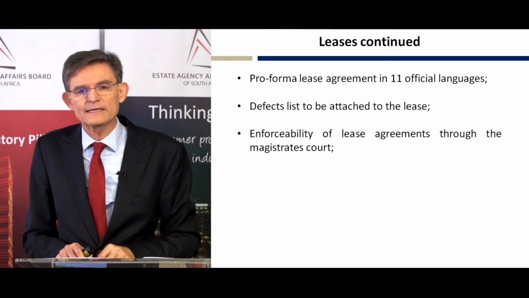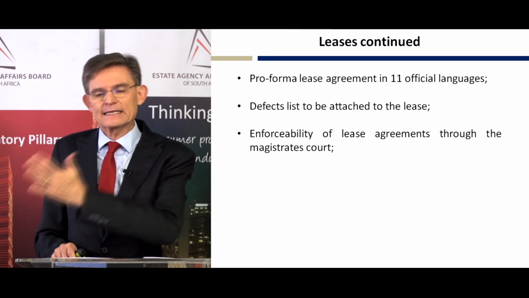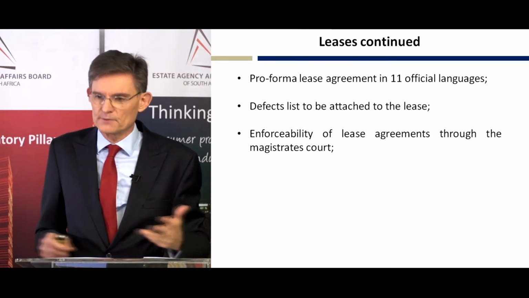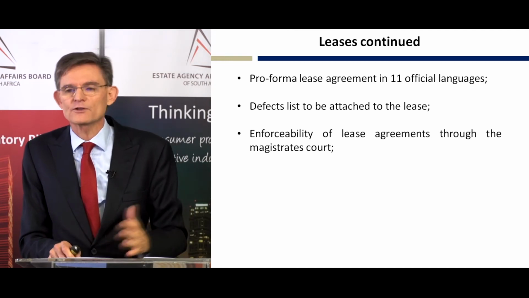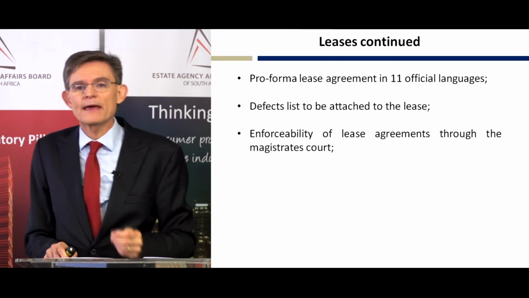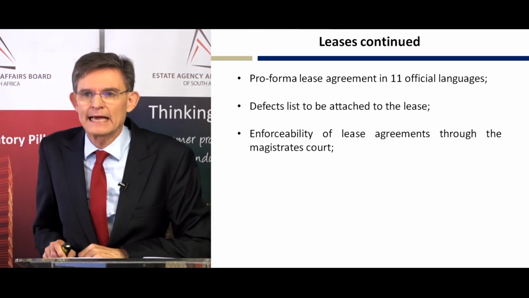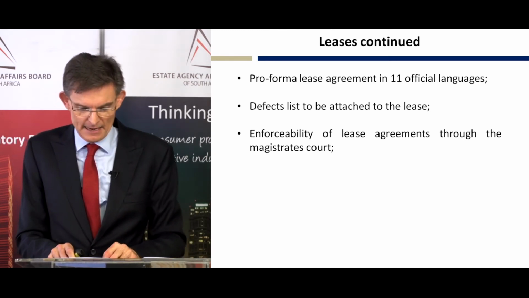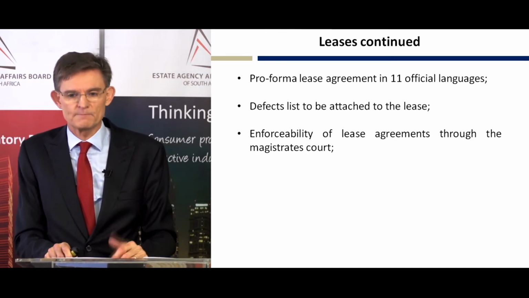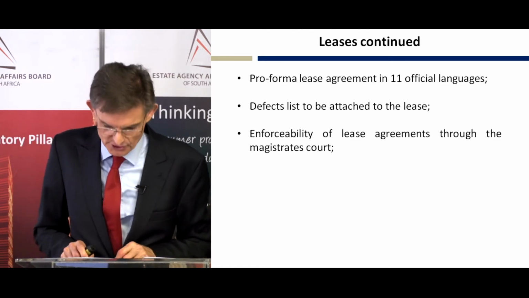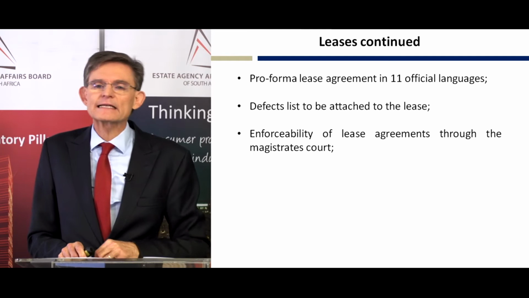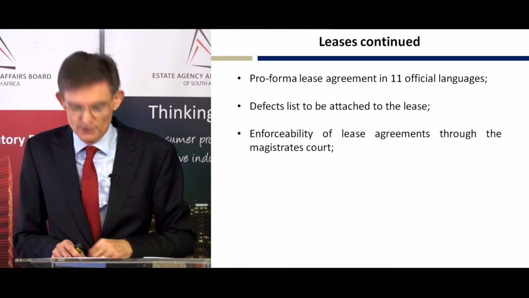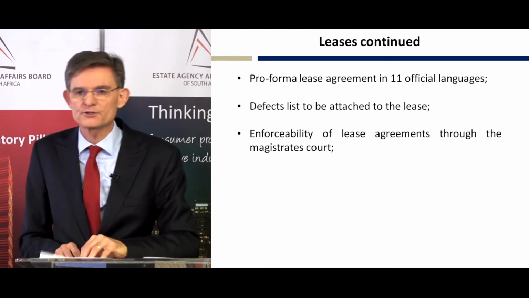We spoke earlier on about the inspection of the dwelling at the beginning and at the end of the lease. A defects list is to be drawn up, reflecting what the defects are, if any. And then that defects list must be attached to the lease. And that is so even if there are no defects recorded. The list will simply be attached to the lease, recording that there are no such defects. And then significantly, as I've already alluded to, lease agreements are enforced either through the rental housing tribunals or through a competent court.